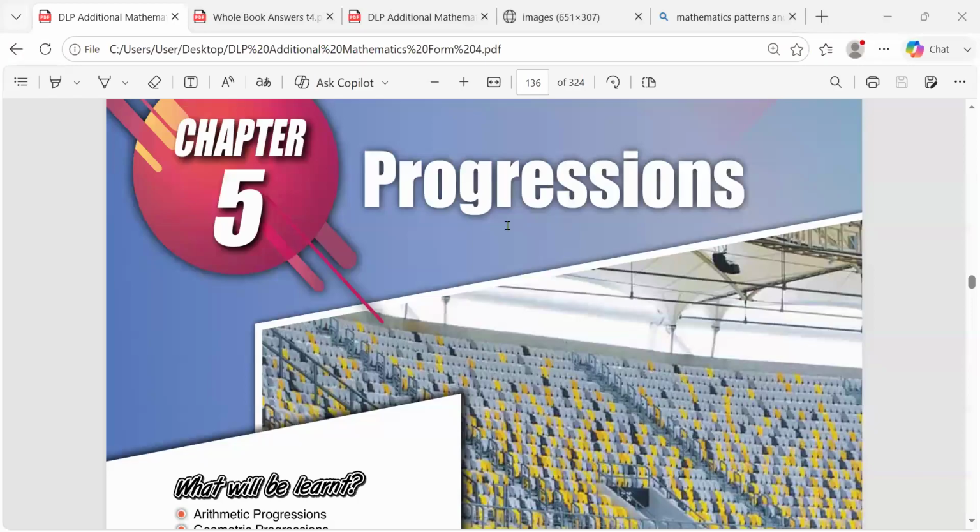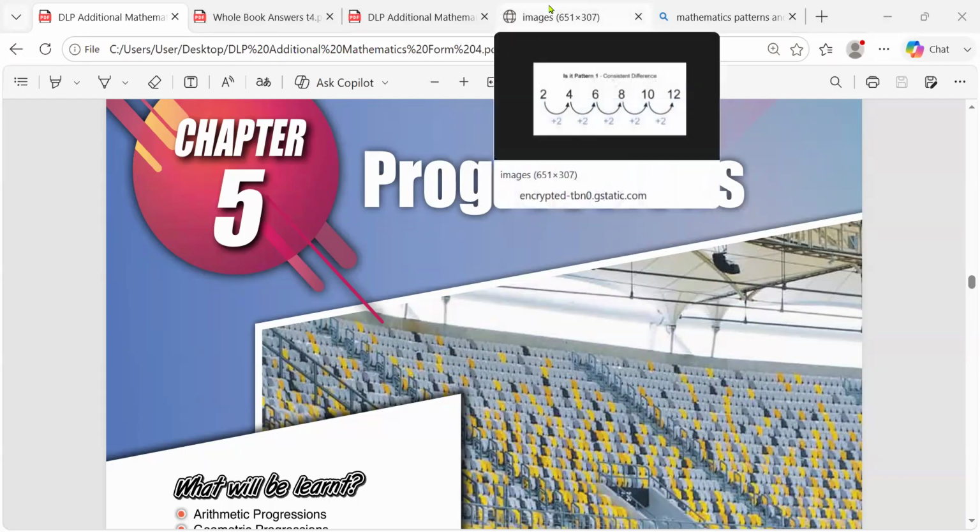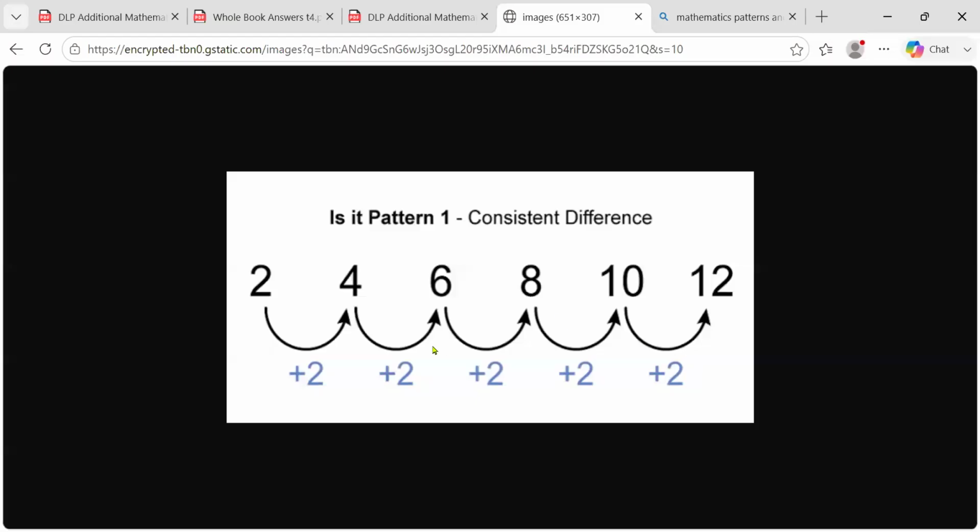Hello, good day, everyone. Today we are going to learn Chapter 5, Progressions. I need you to recall your memory. In Form 1 mathematics, you have learned this, right? In pattern or sequence, you can do 2 plus 2, and plus 2 again, and plus 2 again. This we call a sequence or pattern, and you get the numbers.